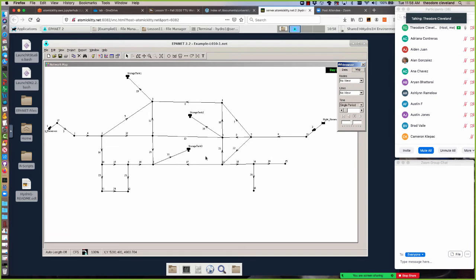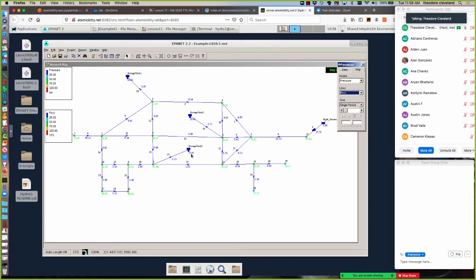It says the run was successful. It returns this information here, single period. We'll go ahead and put the pressures on at the nodes, and we'll put the flows on in the pipes, and that's a terrible color scheme. And so here's the result of our single period simulation.